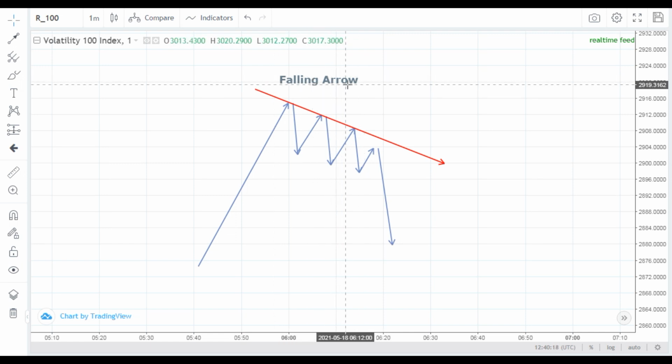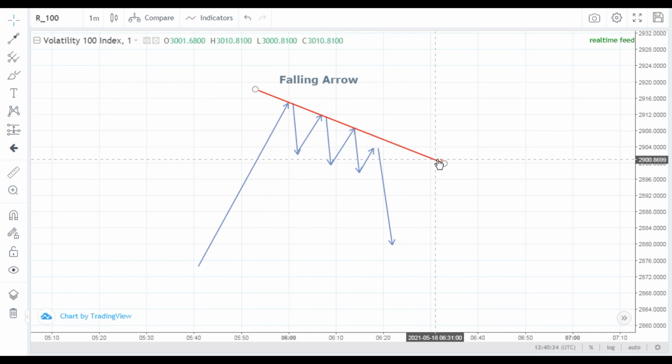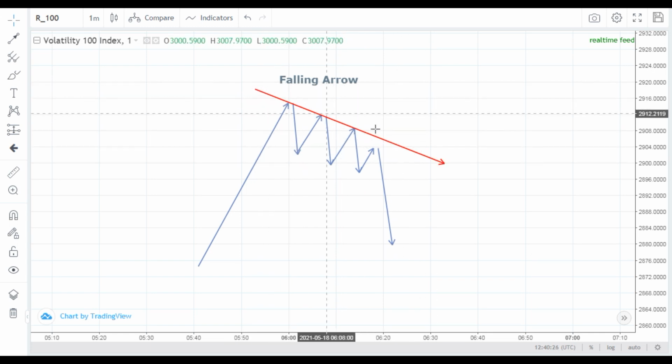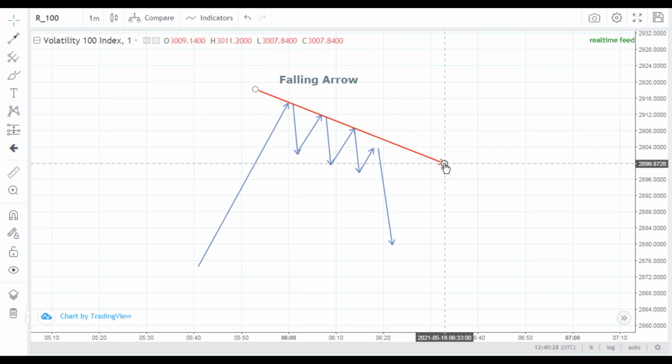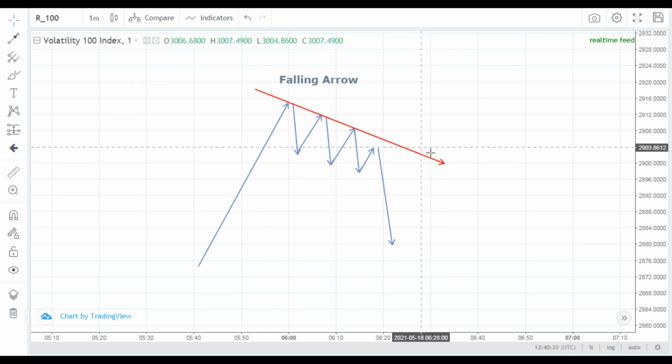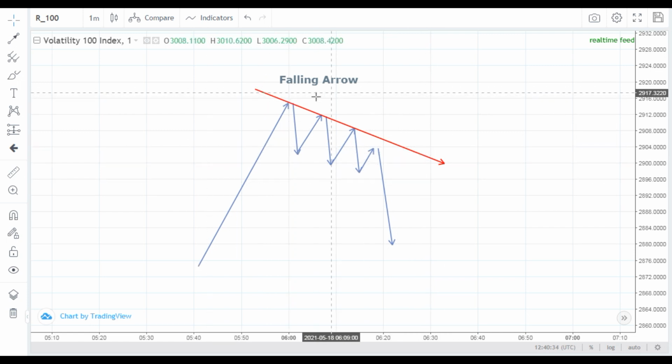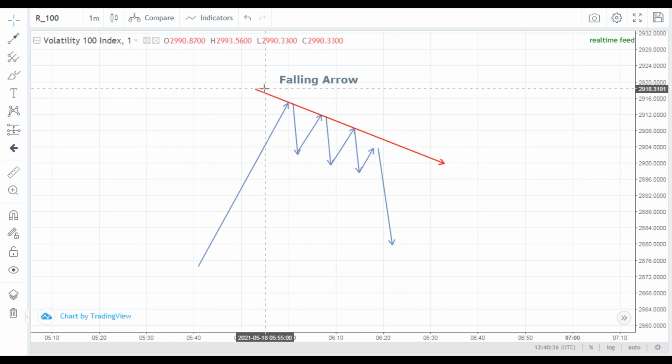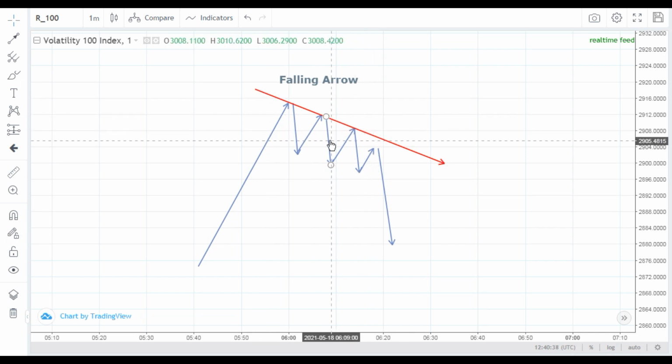When we say falling, what do we mean? That means the price is going down. This red arrow you are seeing here, as you can see, we started drawing it from here, and then the head is here. That means the arrow is falling. So it's a falling arrow. Whenever you draw an arrow and it's a falling arrow, that means you are looking for sell trades.